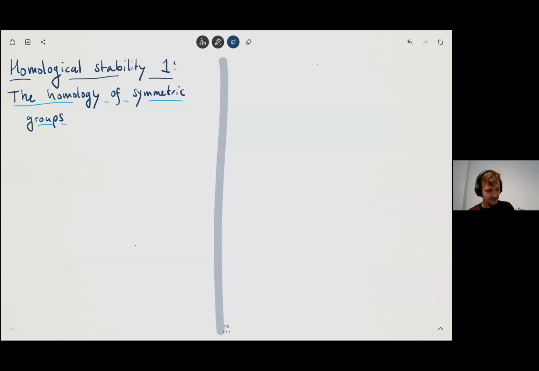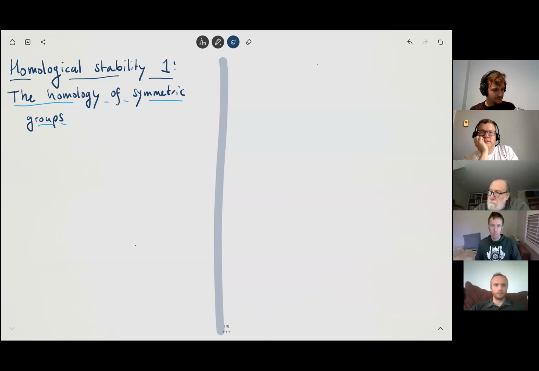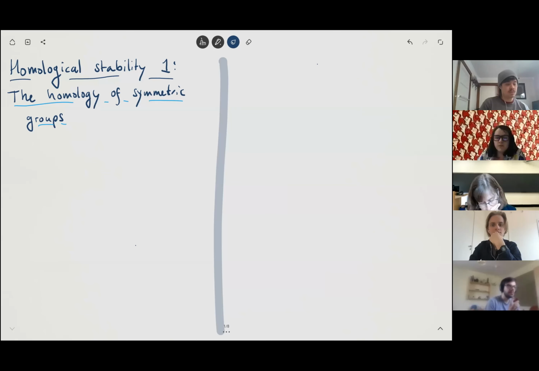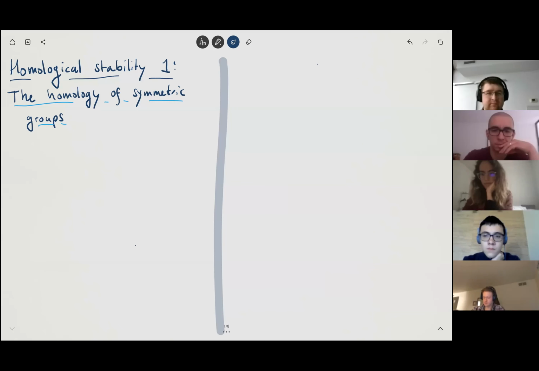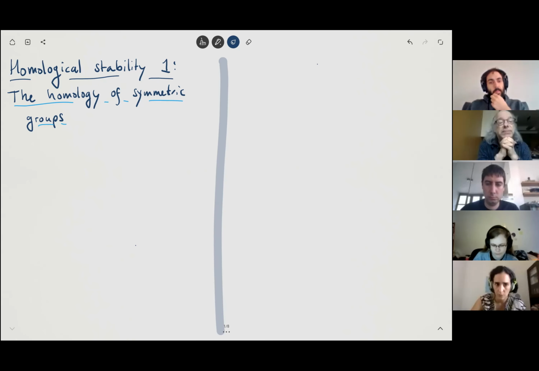So let me start by telling you what this mini course is going to be about, what I'm going to do. I'm not going to go straight into the cutting edge homological stability technology. Rather, my goal is going to be to explain one example, the easiest example of symmetric groups, in a lot of detail, so you know exactly how at least one homological stability argument goes.